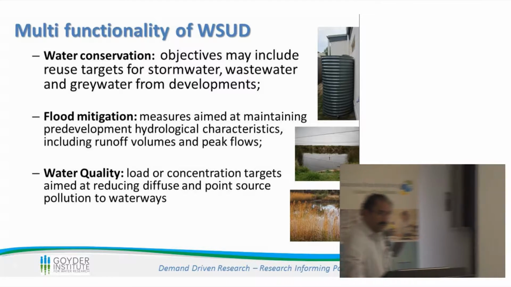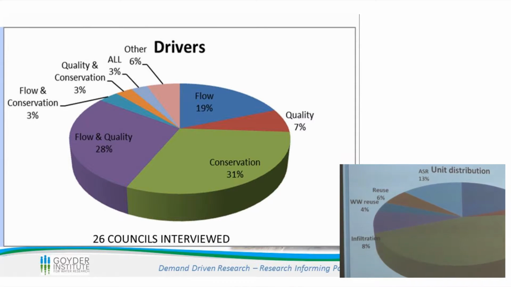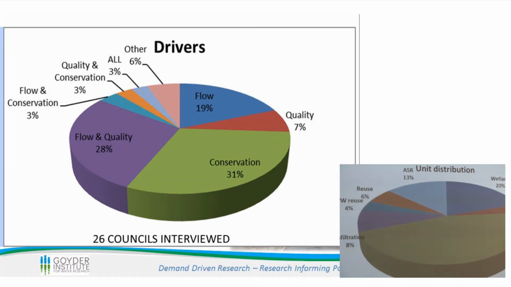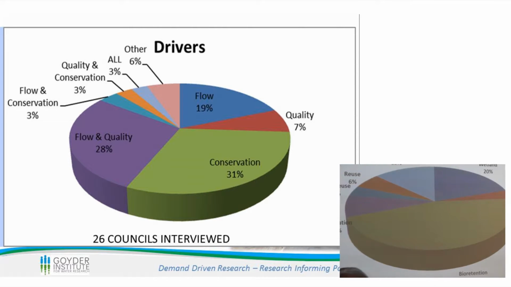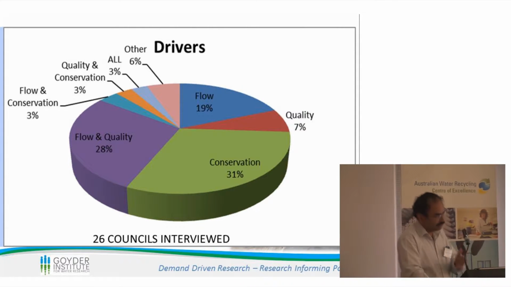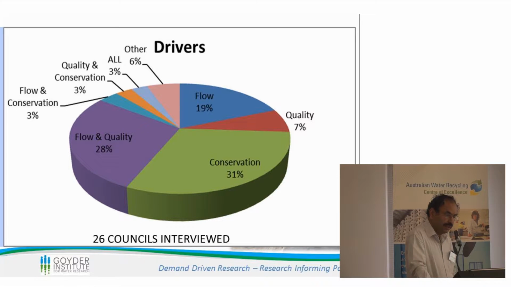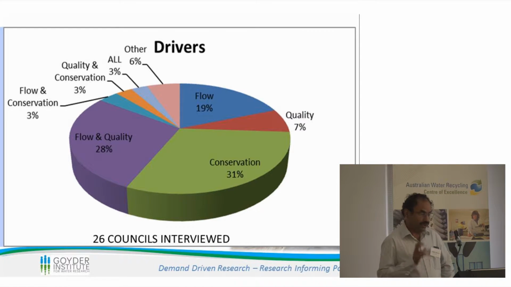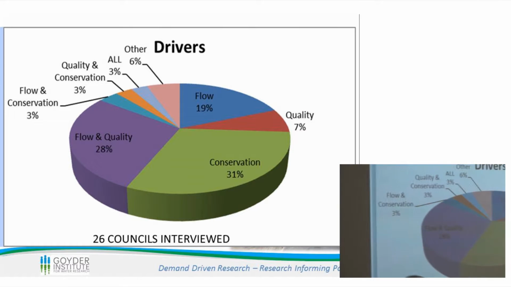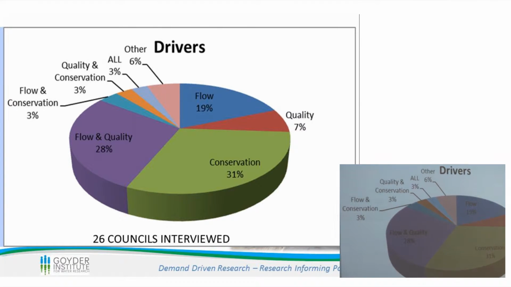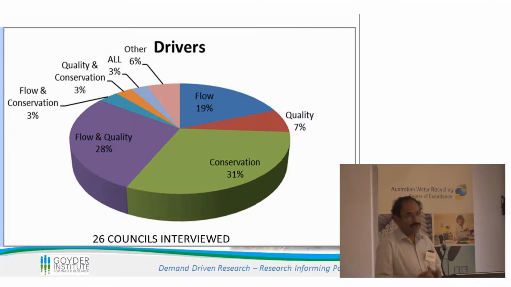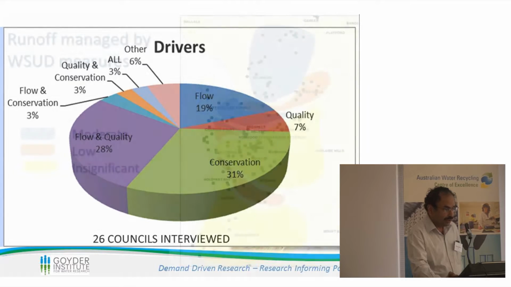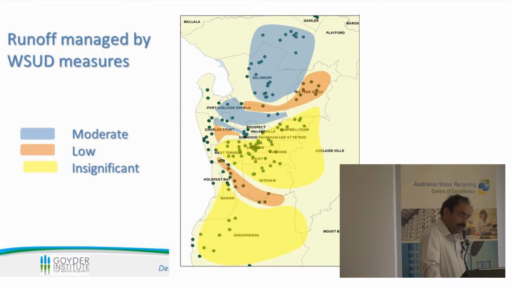Based on the investigation, you can see over here that bioretention has the maximum uptake. Then come wetlands and ASR schemes, and the uptake of others is in lower percentages. We interviewed 26 local councils, and we found that water conservation is the main driver. Then comes quality and flow, and the third one is water quality only. So these are the drivers of how these systems are being adopted.